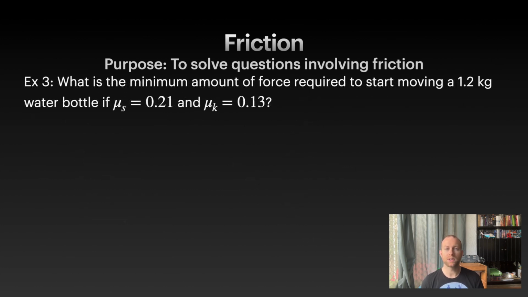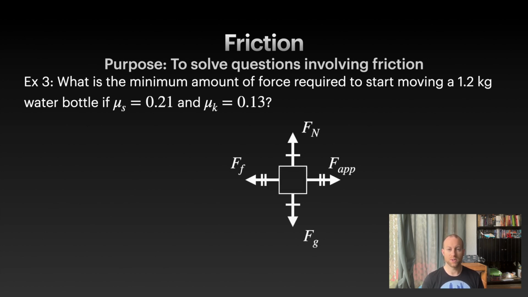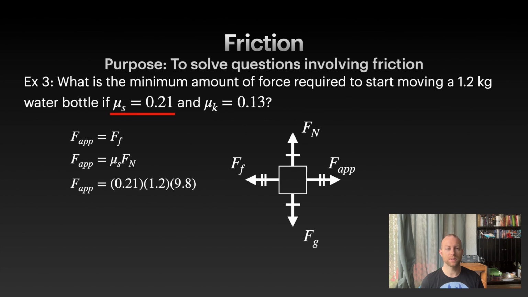Another example here, we want to know what's the minimum amount of force required to start moving a 1.2 kilogram water bottle if we've got a static coefficient of friction and we've got kinetic. So in this case, if we're trying to get this object started moving, it is at rest. It is not moving yet. We want to get it moving. So that means we're going to look at our static. So we've got the same free body diagram. We're just trying to get it started. And for force of friction, we're going to use this static coefficient of friction because we're starting to move the object. Here's the equation, plug in the numbers. Force applied is 2.47 newtons.